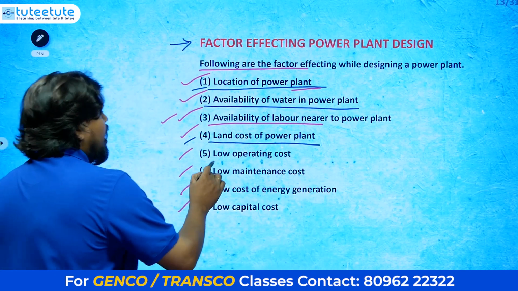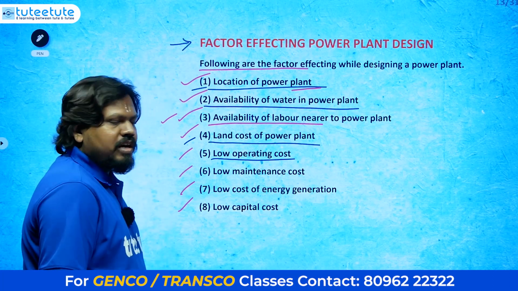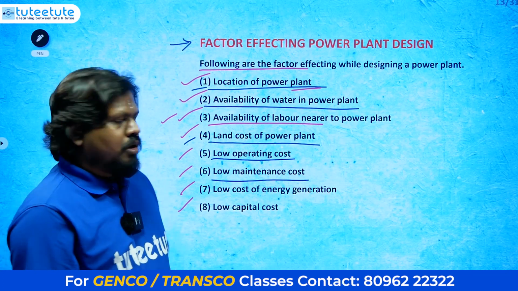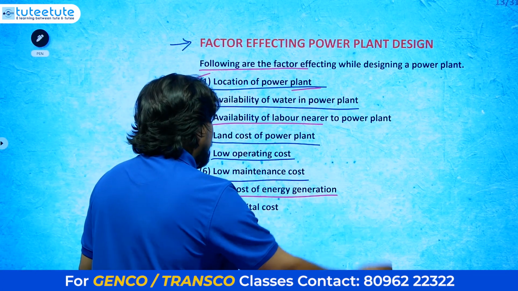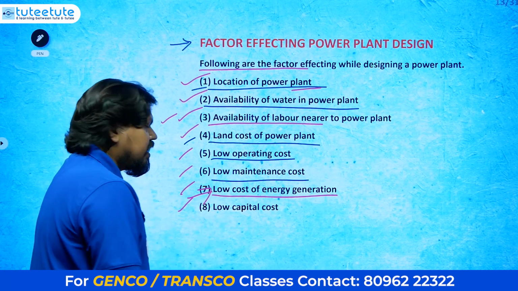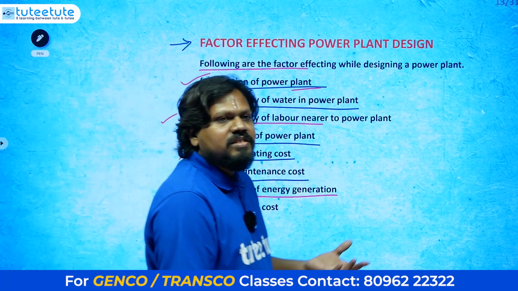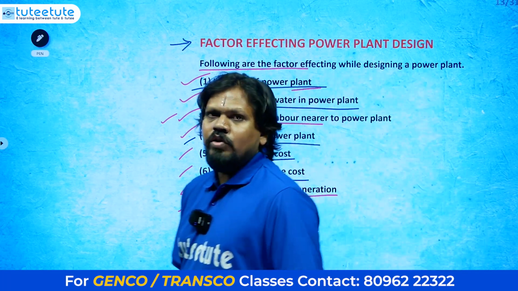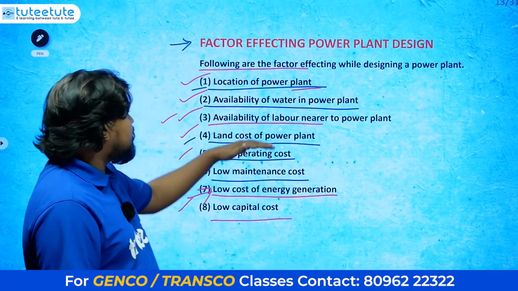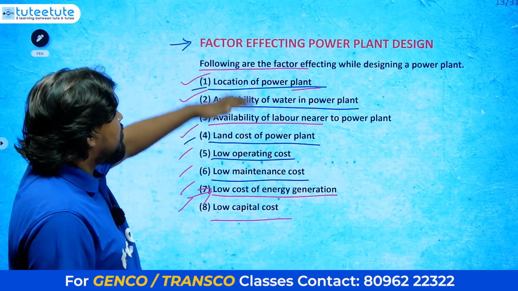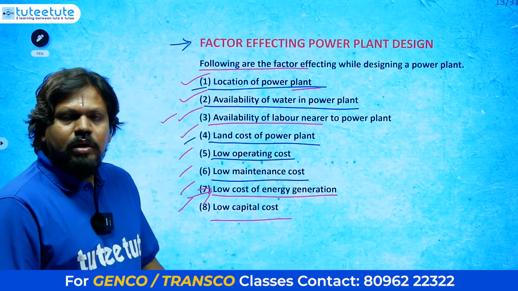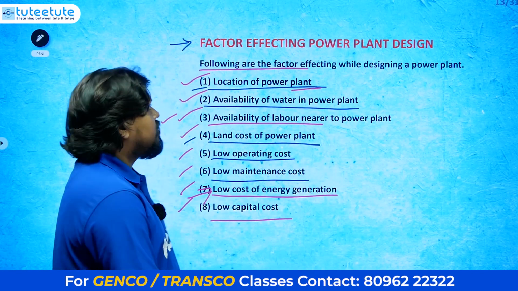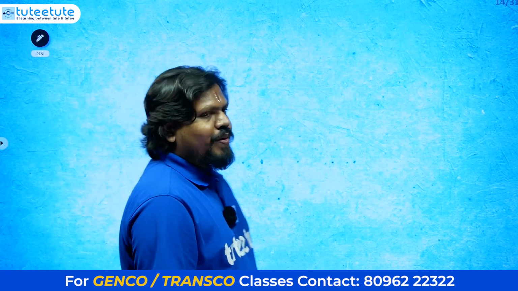So next thing is operating cost must be low. We already know this one. Maintenance and repairs cost must be low, and low cost of energy generation. For low cost of energy generation only, we are studying this entire economics of power generation. Next, low capital cost. We know already, everything we want low only, then only our unit price will be lesser. That's how we need to understand. So this is about the entire economics of power generation.